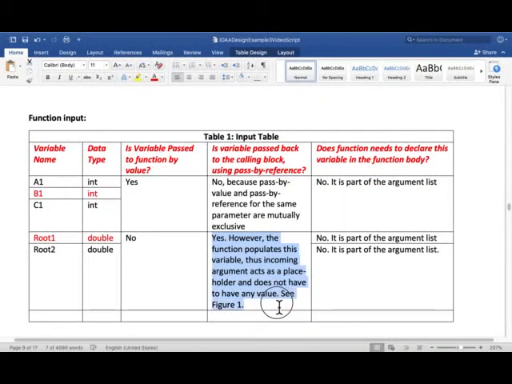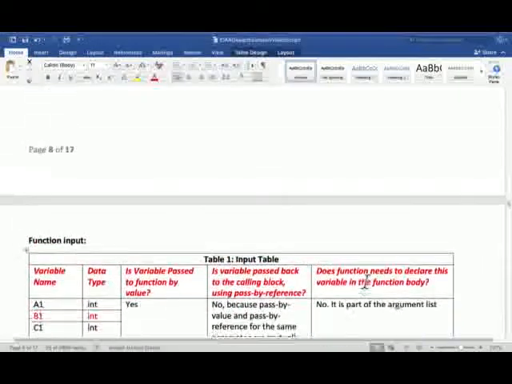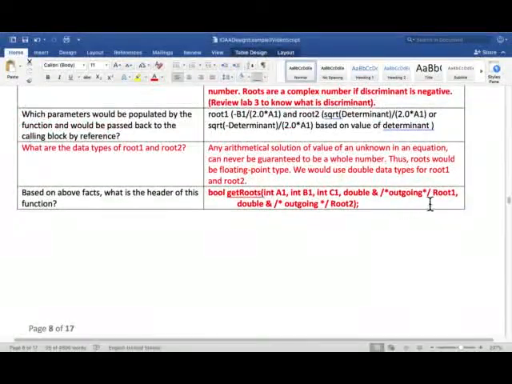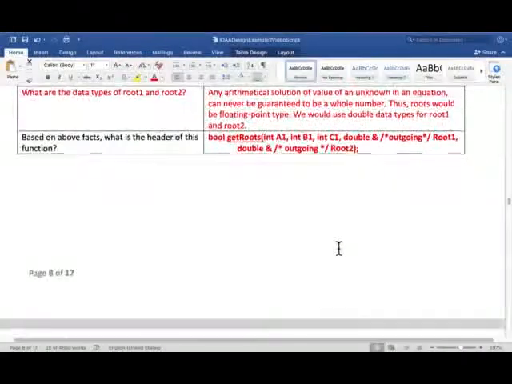However, the function populates these variables. Thus incoming arguments act like a placeholder, do not have to have any value. See how that's done in figure 1. And I don't need to declare it because those are part of the argument list right here, root 1 and root 2. Anything that's part of the argument list does not need to be declared.